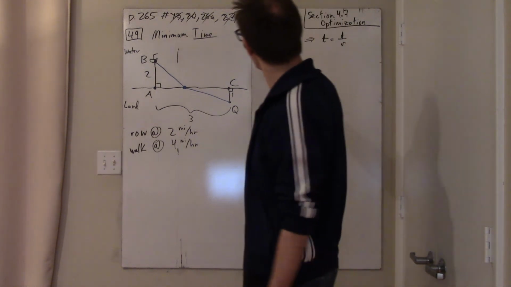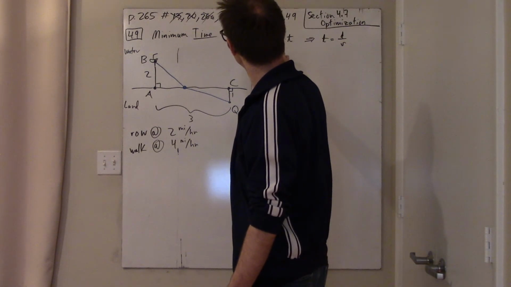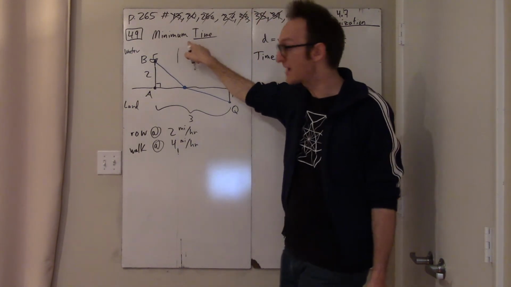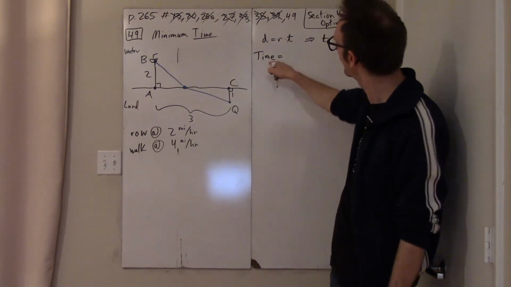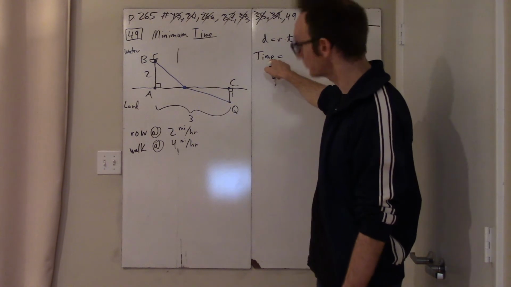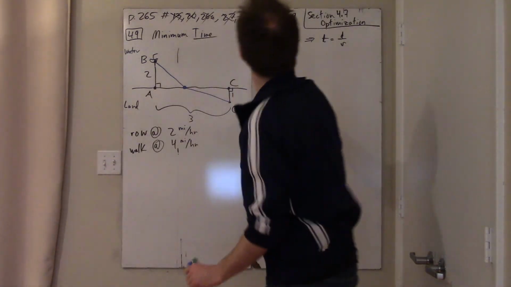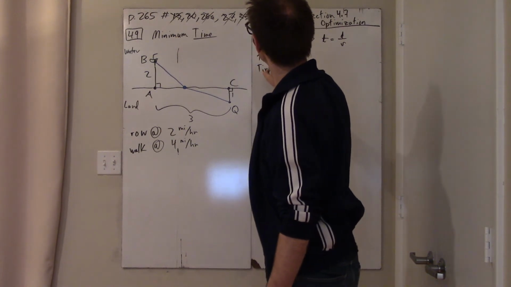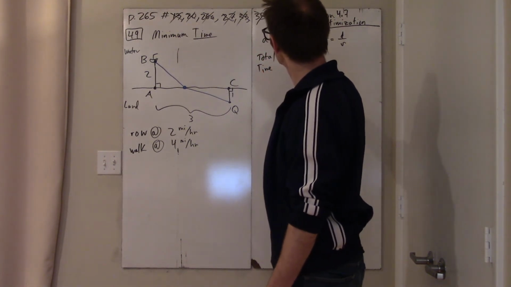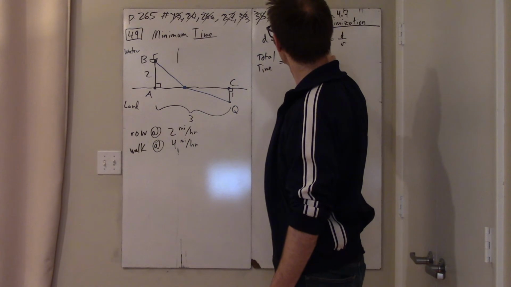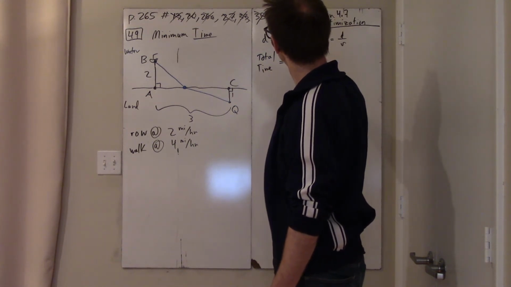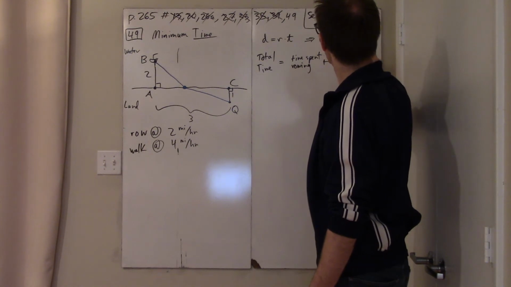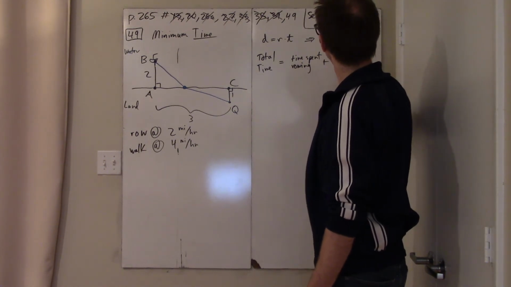So what I need to do is come up with some kind of time function. I want to minimize the total time of the trip, so let me write an expression for the total time of the trip. The total time is just going to be the time spent rowing plus the time spent walking.